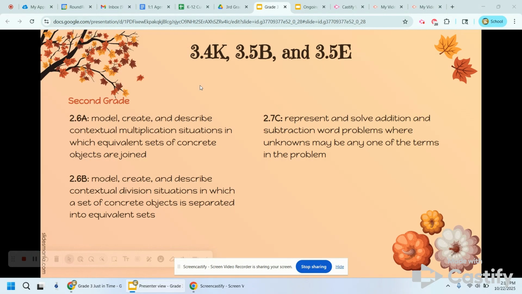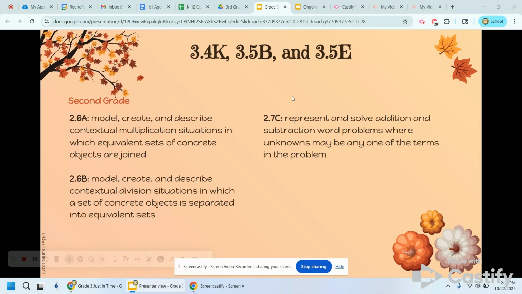In 2nd grade, students learned through 2-6A and 2-6B how to model, create, and describe contextual multiplication situations and division situations in which equivalent sets of concrete objects are either joined, in the case of multiplication, or separated into equivalent sets in the case of division.